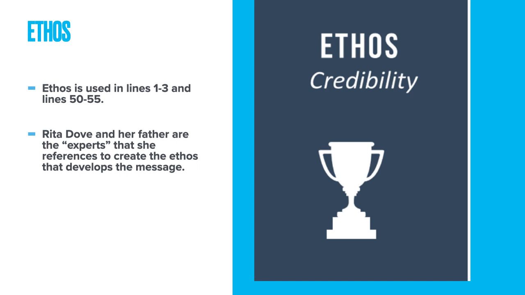So first, I chose ethos. Ethos is used in lines 1 through 3 and lines 50 through 55 if you have the passage in front of you. And it talks a lot about Rita Dove's father, and both of them are the experts, because the message is give more of yourself than you think you can give. And so since Rita Dove has achieved that, and since her father had achieved that, they become quasi-experts on giving maximum effort. So I'm calling that ethos. Somebody else might call that something else.